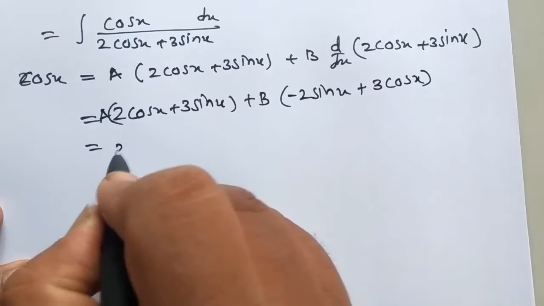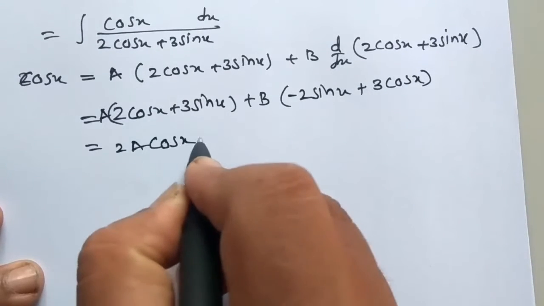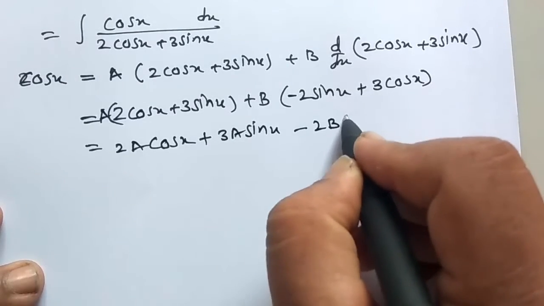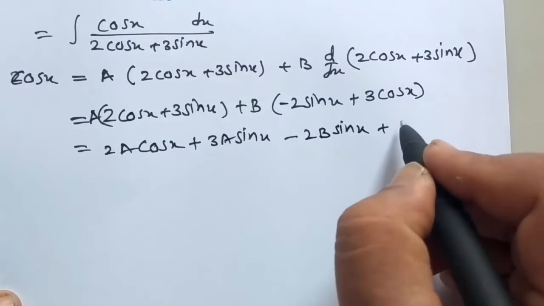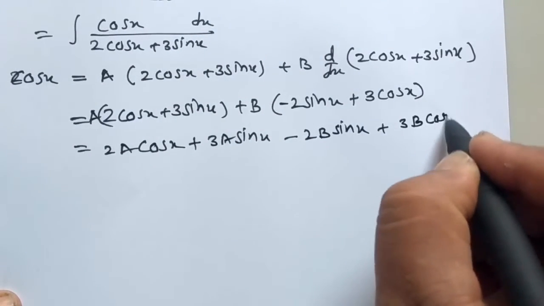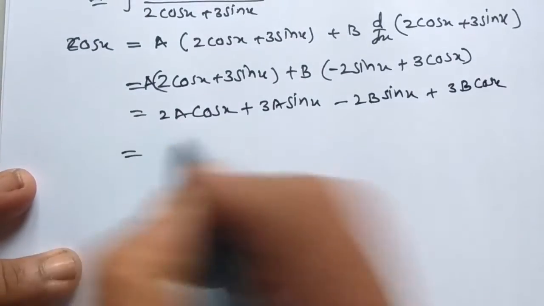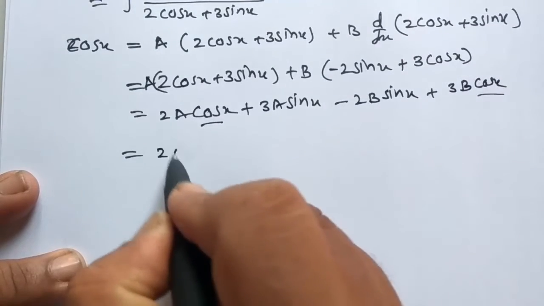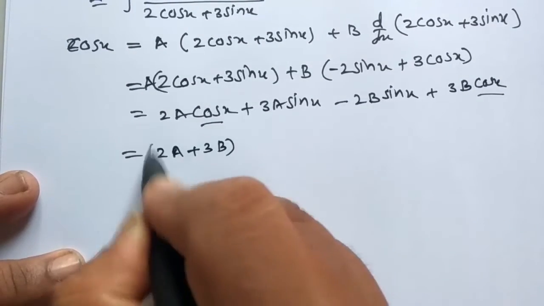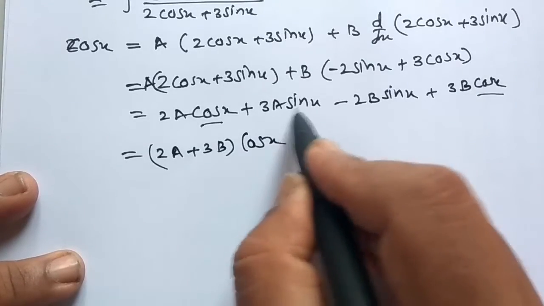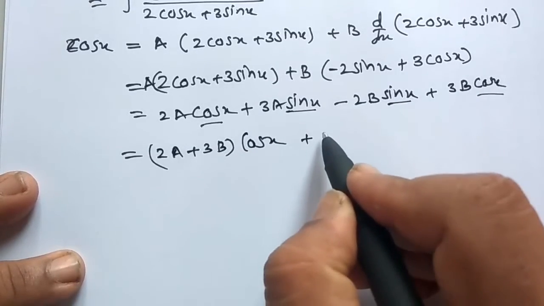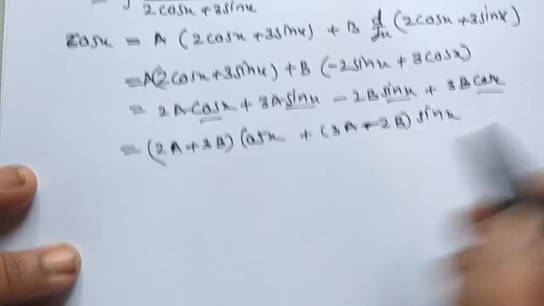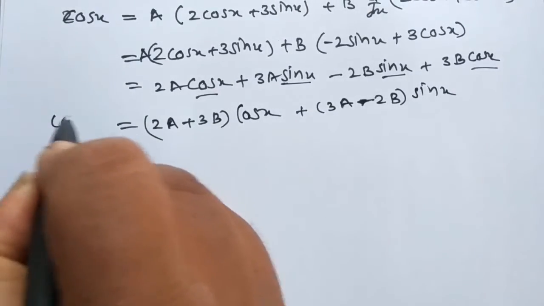So this is equal to 2 into a into cos x plus 3 into a into sin x minus 2 into b into sin x plus 3 into b into cos x. Now collect the terms of cos x: (2a plus 3b) into cos x, and sin x: (3a minus 2b) into sin x. So this is equal to cos x.